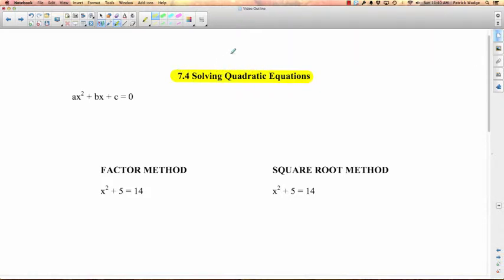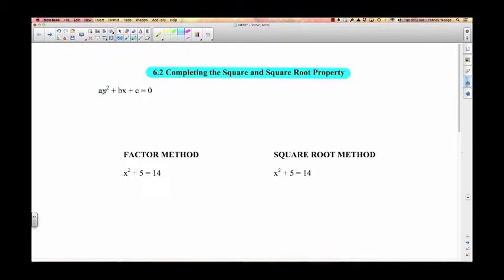Here we go. So if you look here, we have something that looks a lot like the general form of a quadratic function, right? If this was a y right here, that'd be the general form of a quadratic function. Well, guess what this is? This is the general form of a quadratic equation. Remember the difference between a quadratic equation and a quadratic function is that the quadratic equation equals 0 and you're trying to solve for the x's.